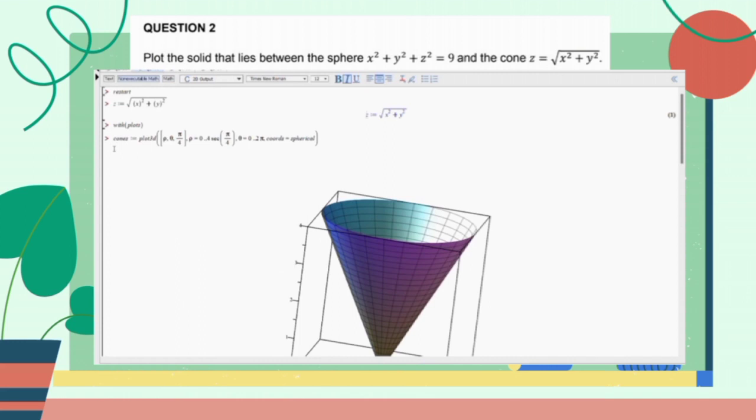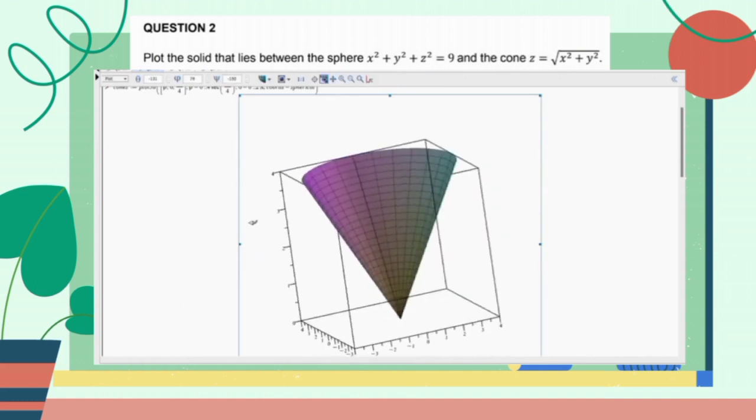and then insert the equation z equal to the square root of x to the power of 2 plus y to the power of 2, and then we state the with plots command. Then we can make a cone solid, where the command is plot3d in brackets rho, theta and pi over 4, with the range for rho equal to 0 until 4 sec pi over 4, and for theta 0 until 2 pi. Like always, we still use the coordinates spherical, and then we can get this solid.